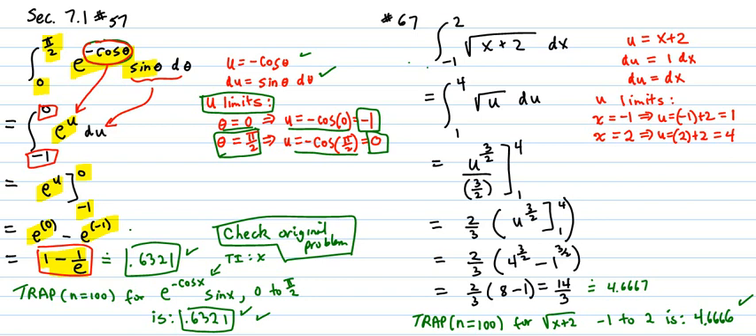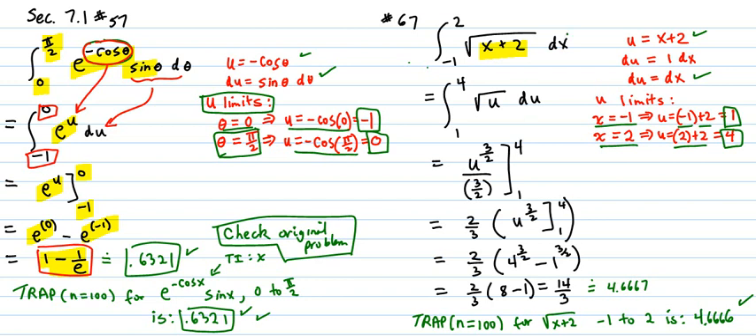Number 67, very similar. Let x plus 2 equal u. So here you have the u. du equals 1 dx, so du equals dx. The u limits: when x is equal to negative 1, u is x plus 2, so it's negative 1 plus 2, which is 1. When x is 2, u is 2 plus 2, which is equal to 4. Now you're ready to convert everything over.